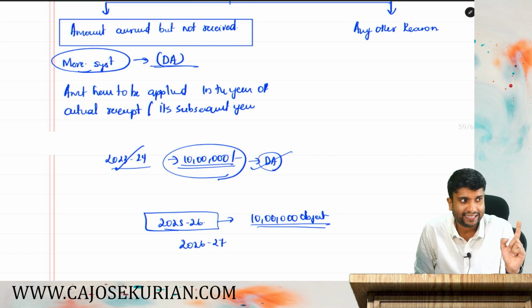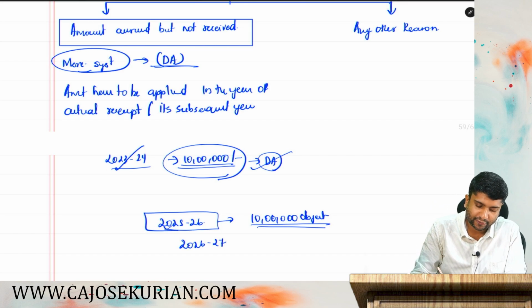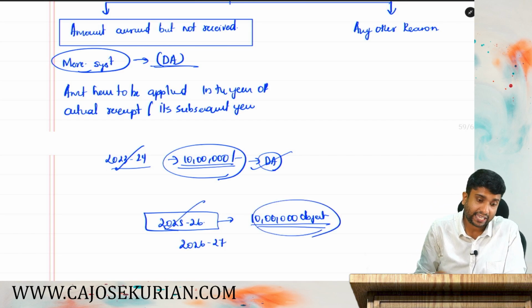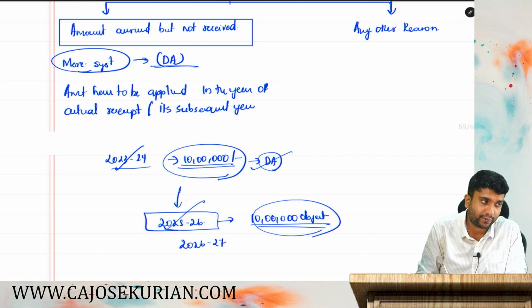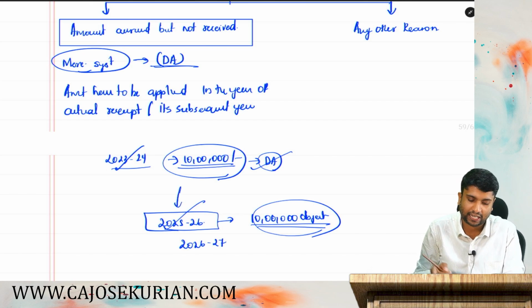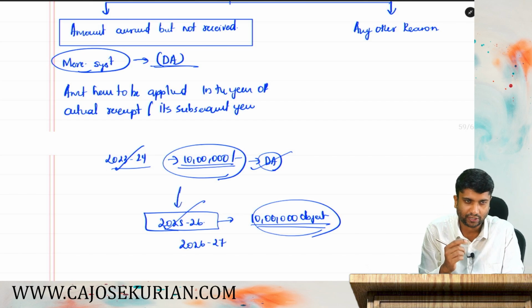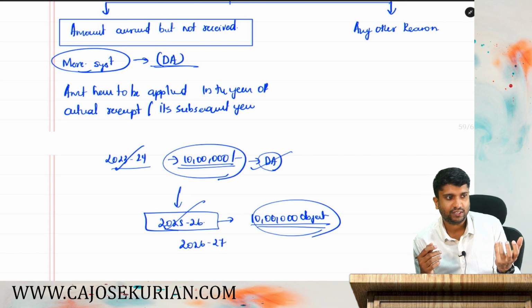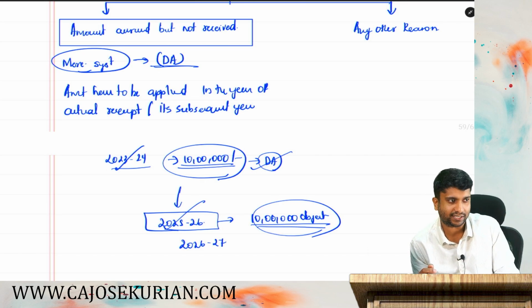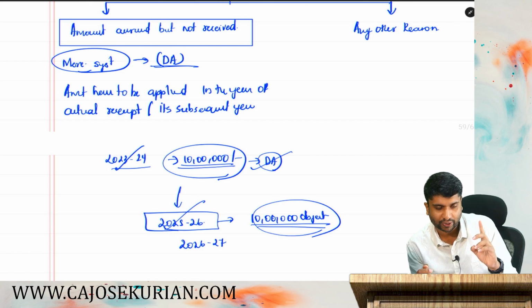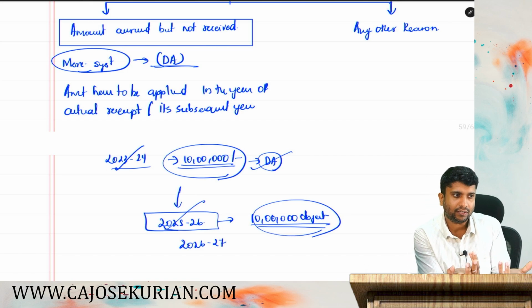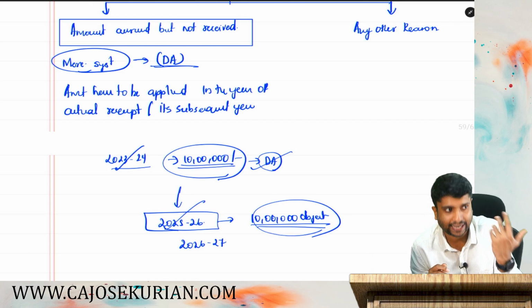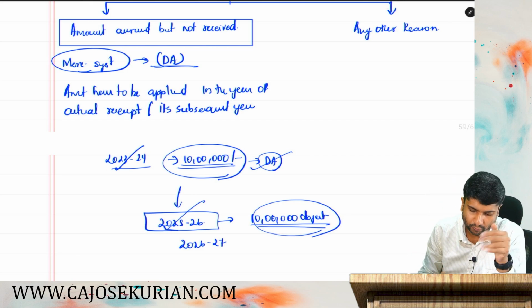Again, one more thing is there. In 25-26, say I am applying this 10 lakhs. I cannot claim it as an application again in 25-26 because I've already claimed it as an application in 23-24. Deemed application I've already claimed. So for one application, only one deduction. That's why the department says in 25-26, when I actually apply it, don't claim it as a deduction again. This is point number 1.